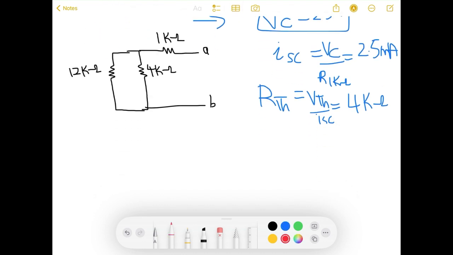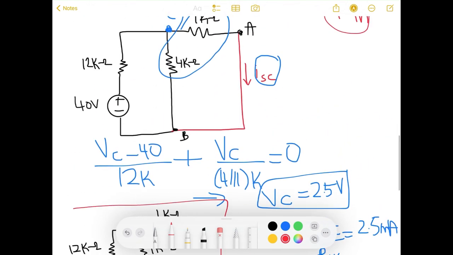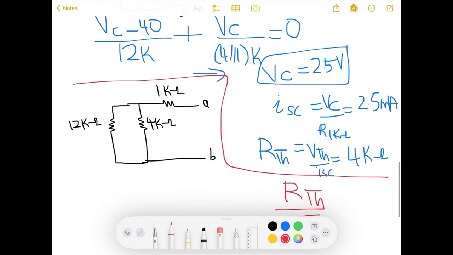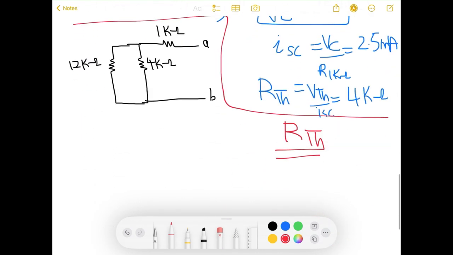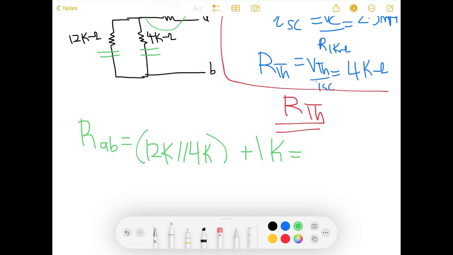As for the second method for calculating R Thevenin, I need to deactivate the independent sources. I have a voltage source, so I short circuit it, and now I am left with this circuit. So I simply calculate RAB, which is the equivalent resistance across my resistors. These two resistors are in parallel, so 12K is parallel to 4K, and they are in series with my 1 kilo ohm resistor. Plugging that in will give me 4,000 ohms as well.